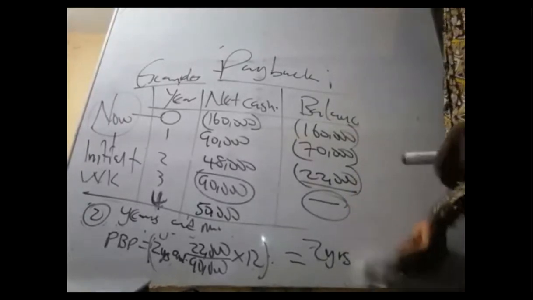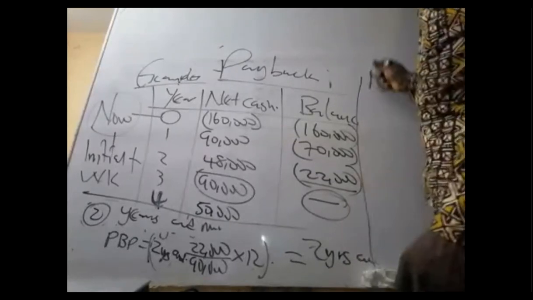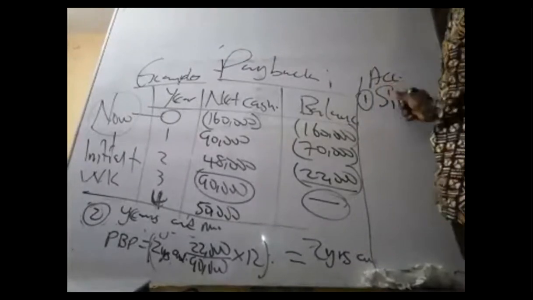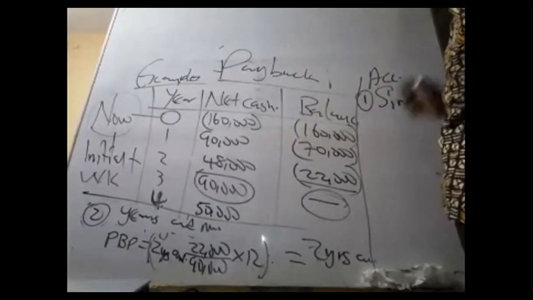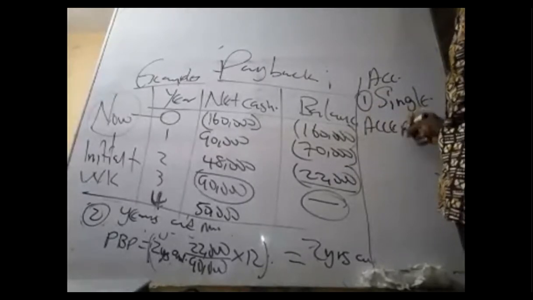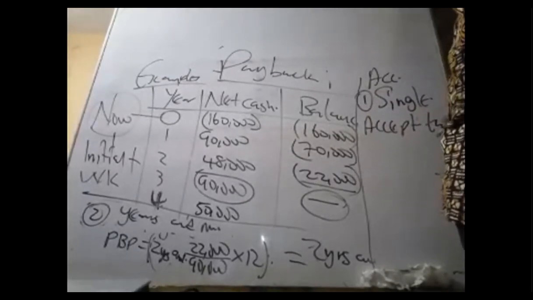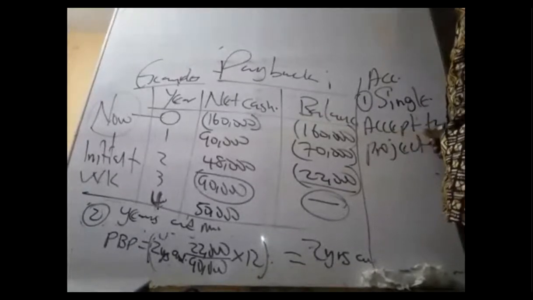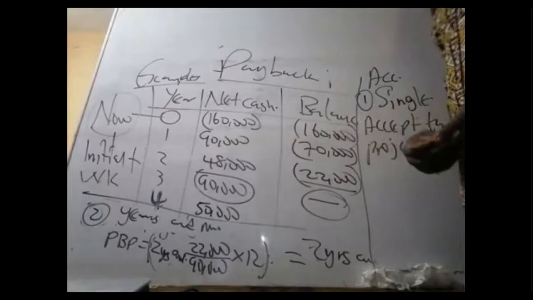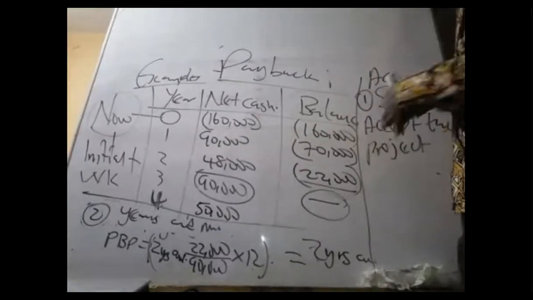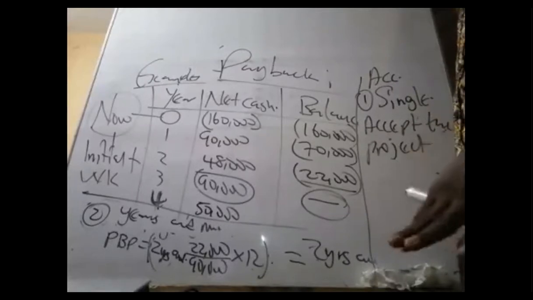So acceptance criteria. Number one, I will talk about single projects. The project is only one. Then the examiner says accept the project that can pay back. Accept the project that can pay back. Agree. Project that can do what? Pay back. Accept the project that can pay back. That's for a single project.